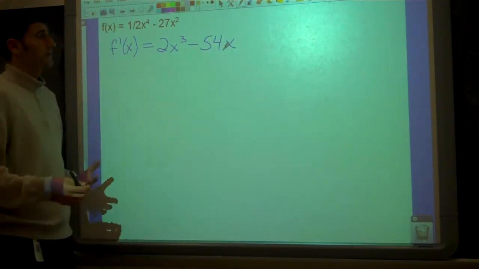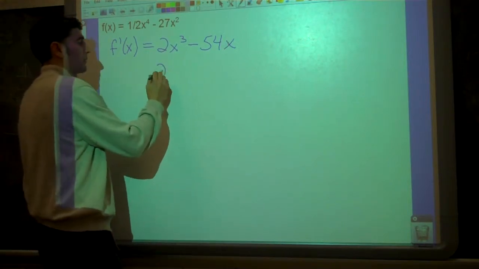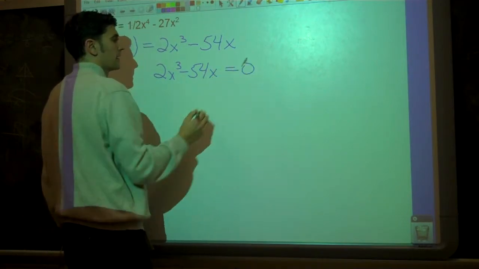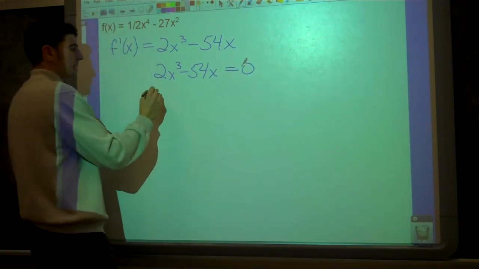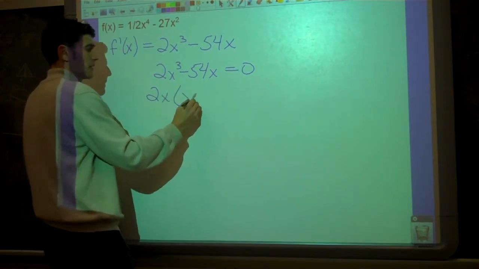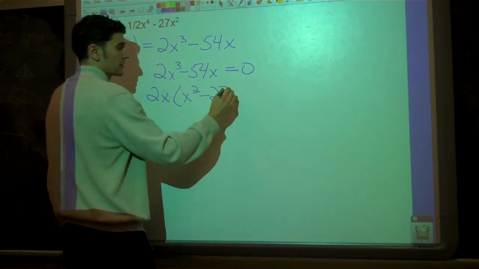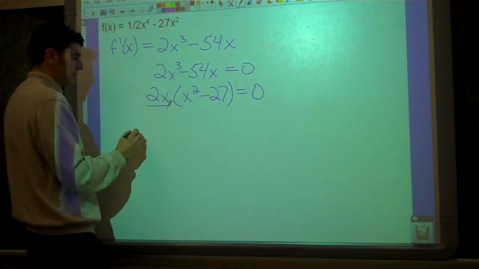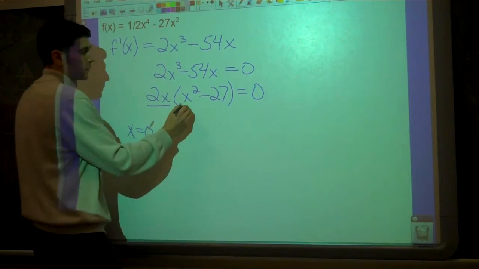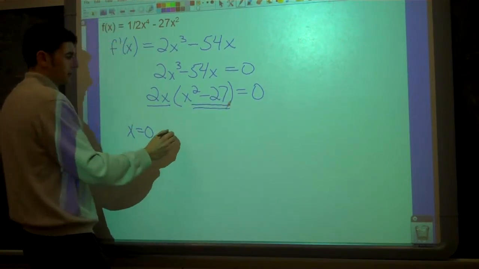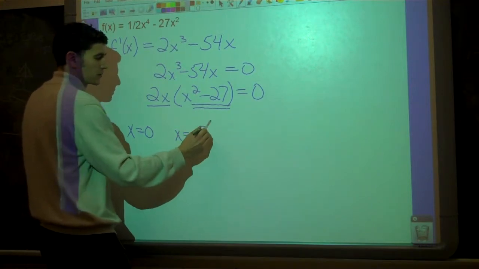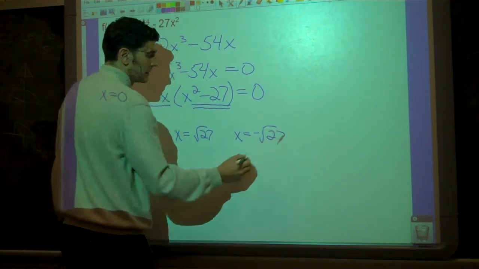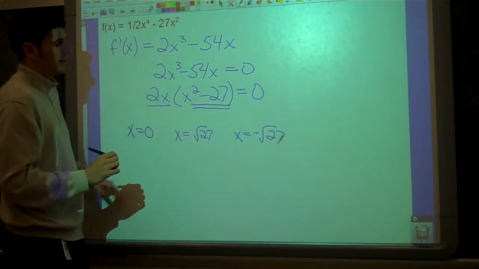Because it's a polynomial, I know it is defined everywhere, so I need to figure out for what values of x this is equal to 0. To accomplish that, I am going to factor out a 2x. That leaves us with x squared minus 27. So either this factor is equal to 0, in which case x would equal 0, or this factor is equal to 0, in which case x would either equal the square root of 27, or x would equal the negative square root of 27. And you could simplify that, but I'll leave it like this for now.